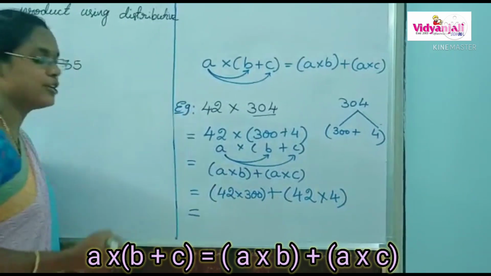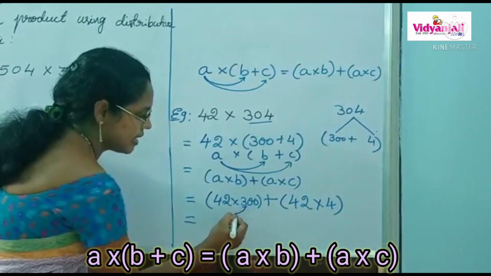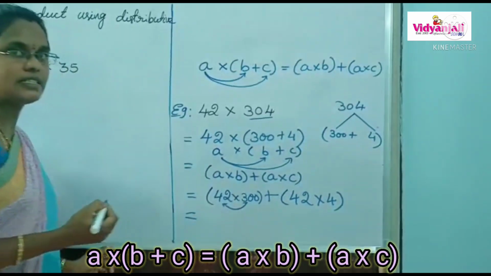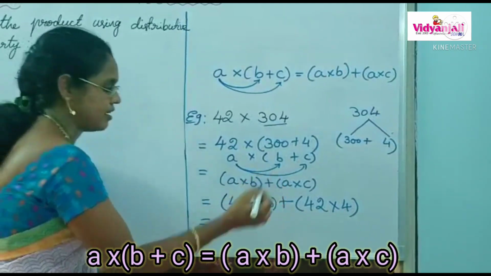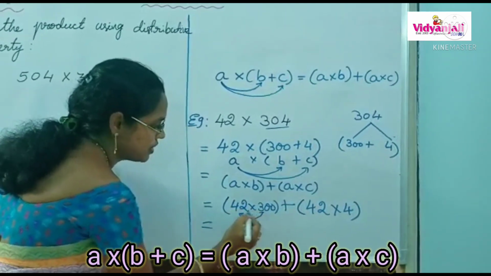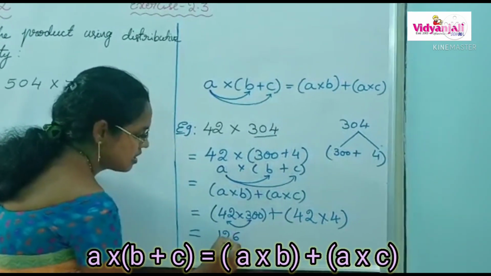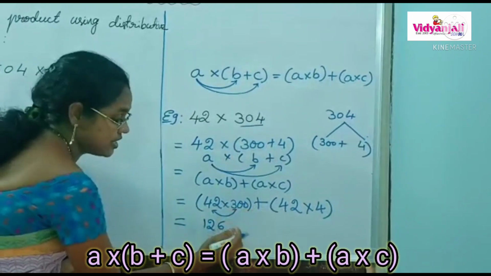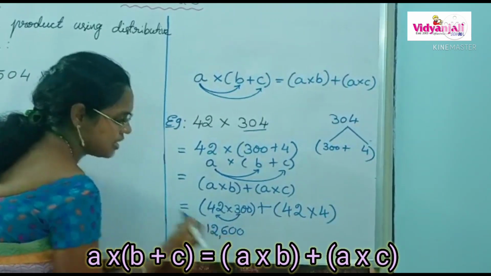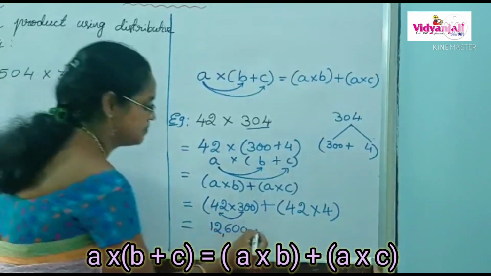So 42 into 300. When we have zeros, we know that only the number part you multiply, and after multiplying just add 2 zeros at the end. So 3 into 42: 3 twos are 6, 3 fours are 12. After multiplying only the numerical part, just bring the 2 zeros down. It's very easy to multiply the rounding numbers.